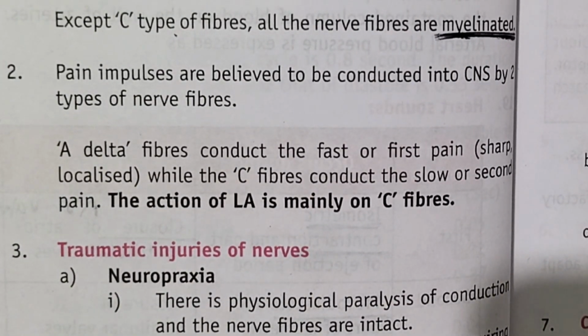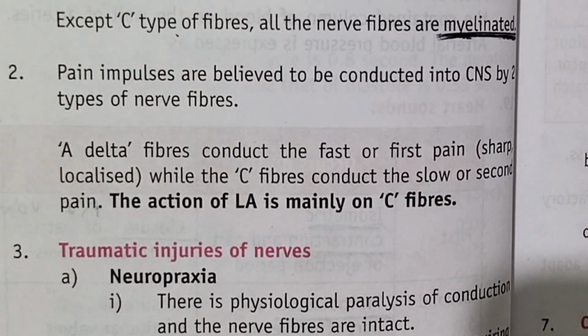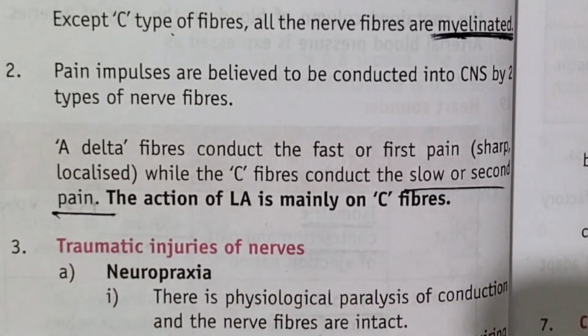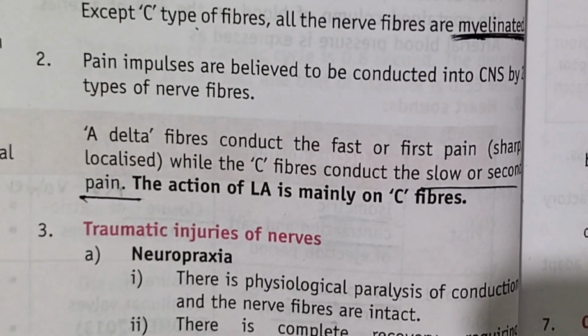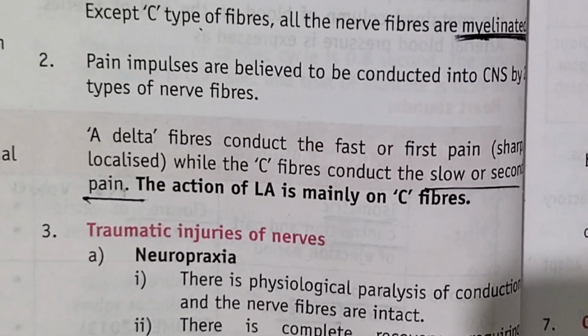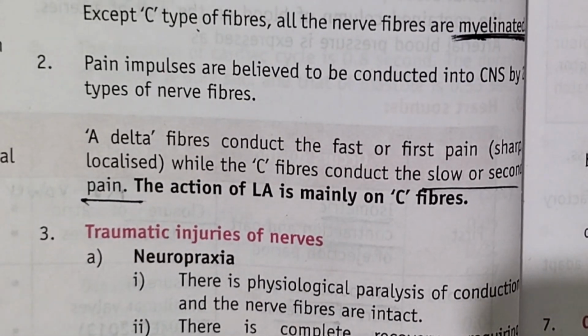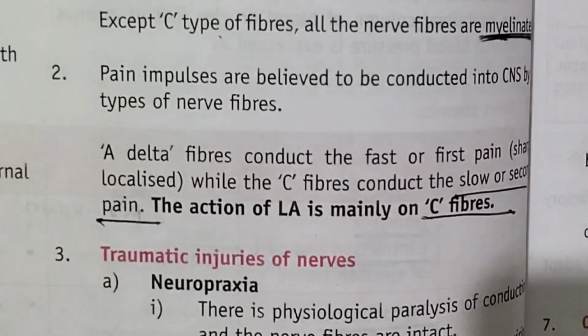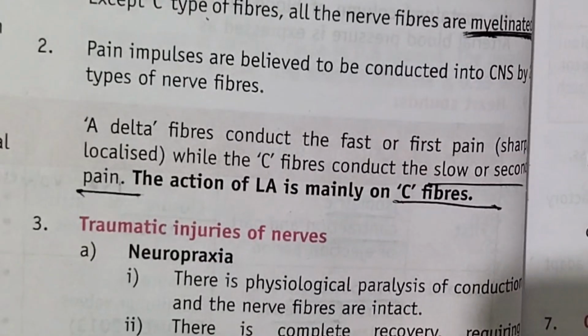So the pain that comes first is due to the A delta fibers, while C fibers conduct the slow and second pain. So first pain is due to A delta fibers, second pain is due to C fibers, and the action of LA is mainly due to C fibers. So these are very important high yielding points which you have to remember here.